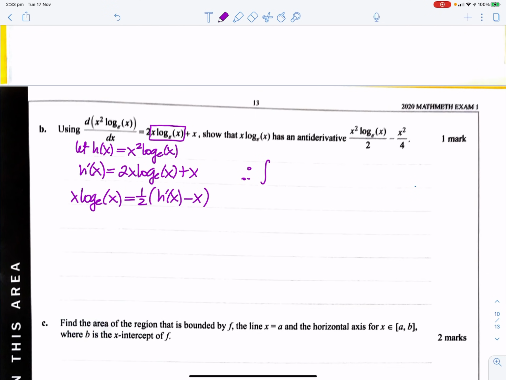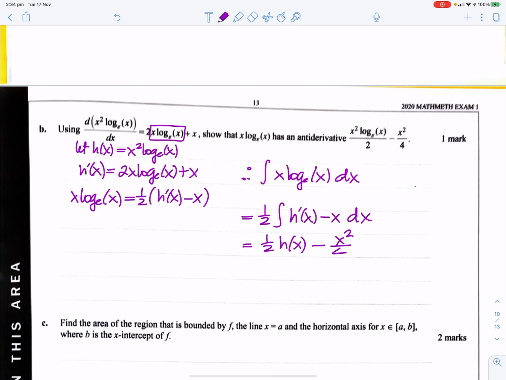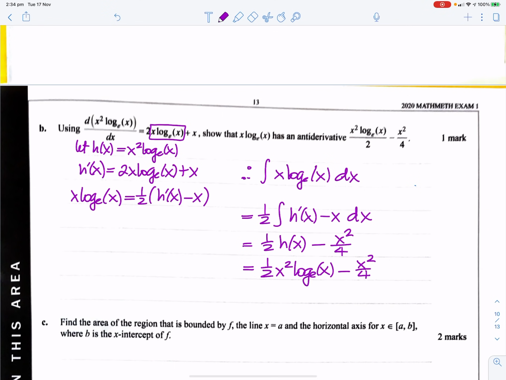Therefore, if I want to antidiff x log e x dx, it's the same as antidiffing h dash of x minus x dx, which is a half of h of x minus x squared on, it'd usually be on 2, but because I've got a half out the front, it becomes x squared on 4, which is a half x squared log e x minus x squared on 4, where c equals 0, because it says an antiderivative.